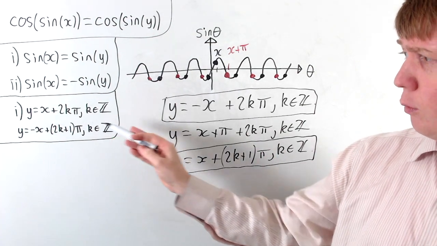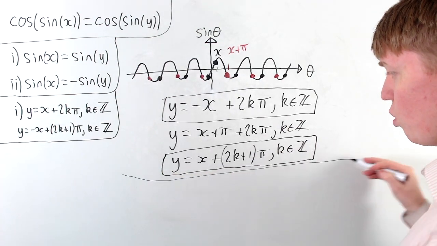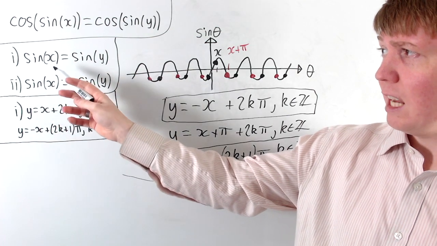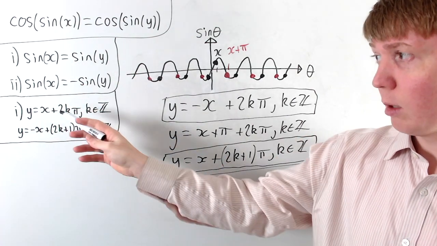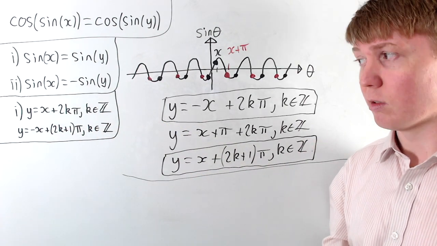So we've now got 4 different sets of solutions, but we can actually combine these into 2 slightly nicer expressions. So first of all, we had in case 1 where sine x was sine y, we had y equals x plus any even multiple of pi would give us a solution.